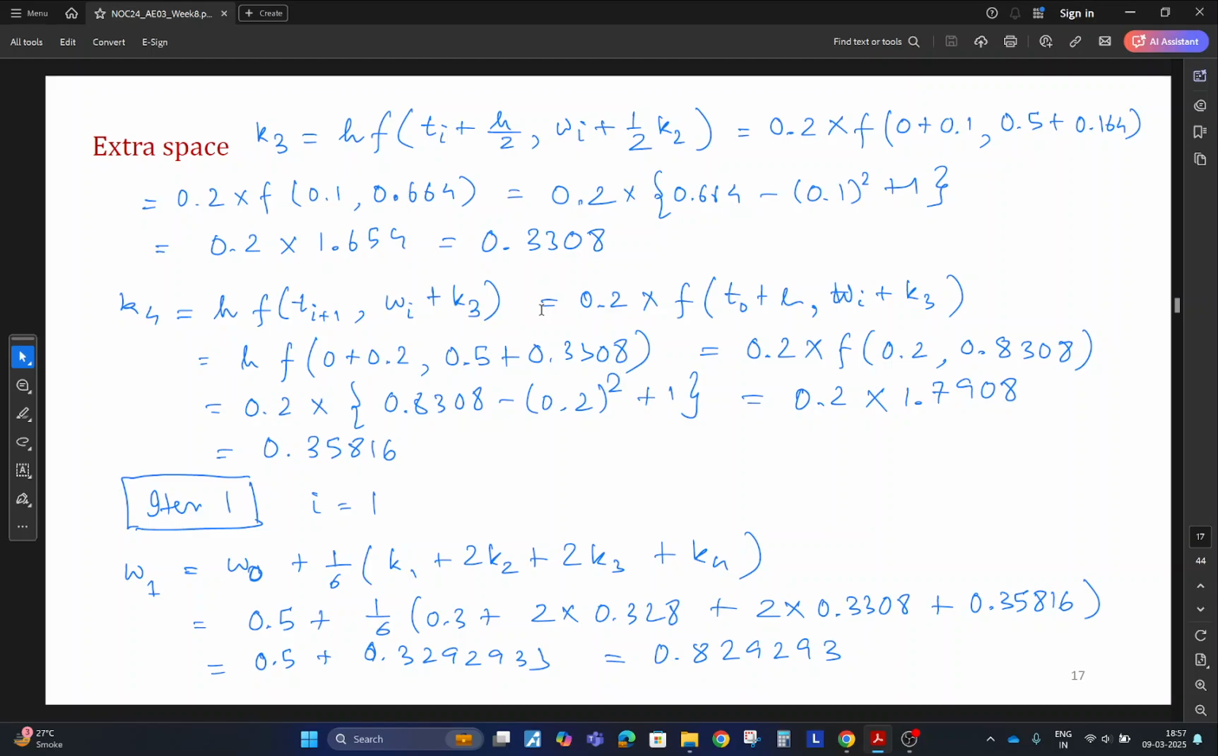And finally, the parameters K3 and w0 will be useful in evaluating the parameter K4. This becomes equal to h times the value of the function evaluated at ti plus h and wi plus K3.